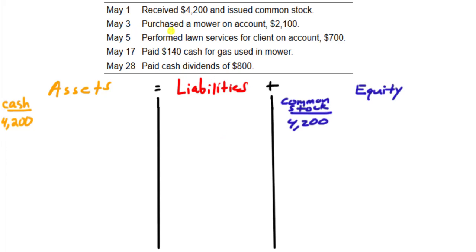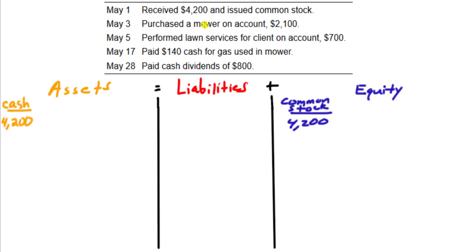On May 3rd, purchased a mower on account, $2,100. Okay, on account. On account is just a promise to pay money later. So as a business, we're either going to pay, it's a promise to pay a creditor later, or a customer is promising to pay us later.